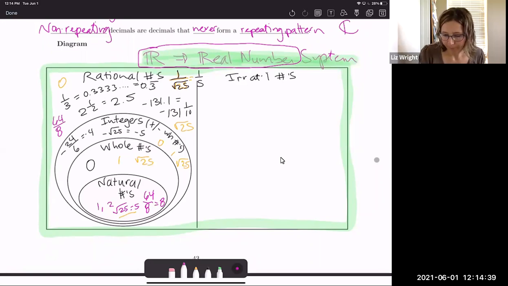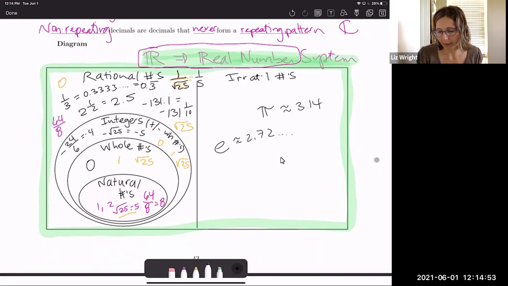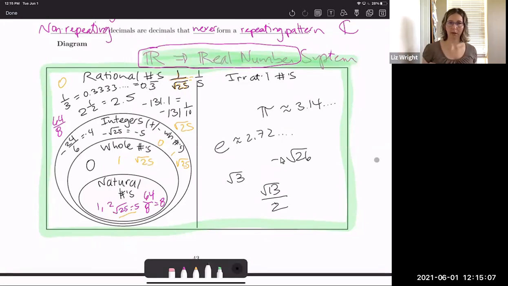All right, irrational. That is going to be things like pi and Euler's number. This is the 2.72, and it keeps going on. It goes on forever. It never repeats. This is the 3.14. Same thing. It goes on forever. It never repeats. If we did the square root of 3, the negative square root of 26, the square root of 13 over 2, any of those are going to be irrational numbers. We could also write something like negative 14.2167319... So that would include what you would look at.